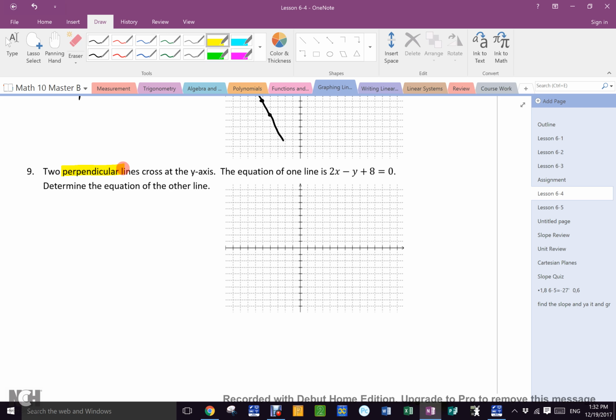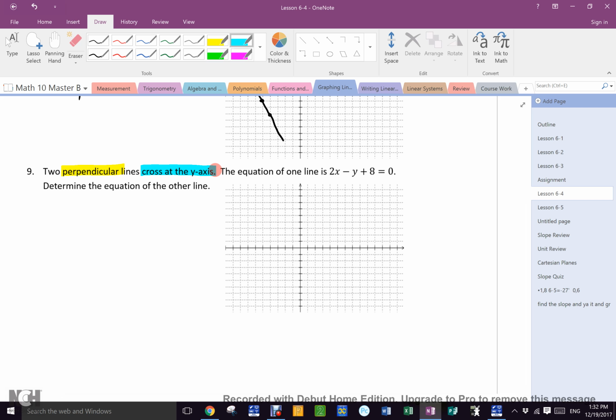There's another very important piece of information in that very first sentence. What is it? What about the y-axis? They cross at the y-axis, which means what do they share? A y-intercept. If they cross at the y-axis, they must cross at the same intercept, yes? So if I know one slope and y-intercept, do I automatically know the other slope and y-intercept? I do, don't I? How do I find the slope for perpendicular, Tasha? Flip it and change the sign. And the y-intercept's the same, right?